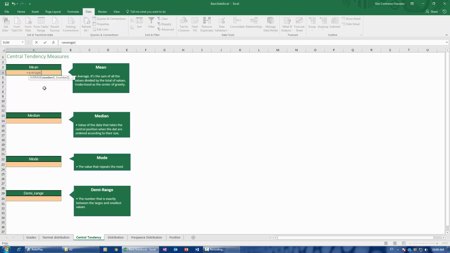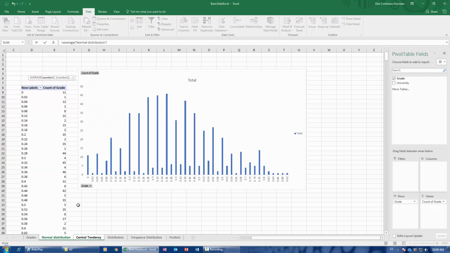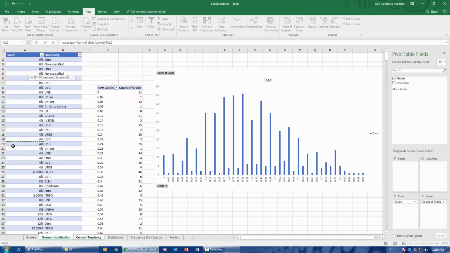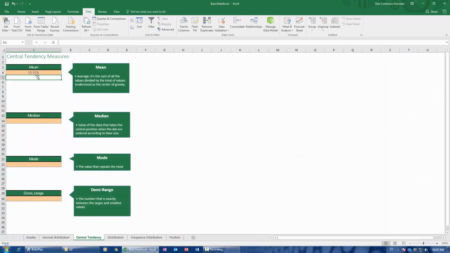Excel already does the calculations for you. All you need to know is how to interpret what you're looking at. So let's go back here and calculate the mean of all of the grades. Now, the mean is pretty much 38.99%, which for all practical purposes is 39%.